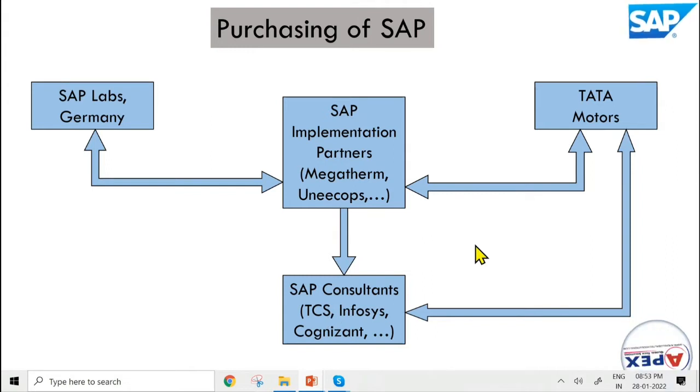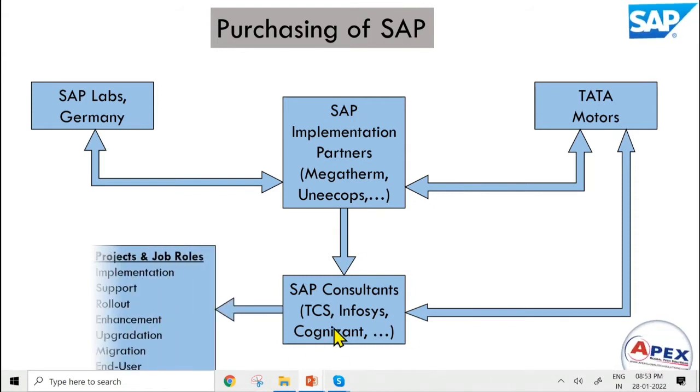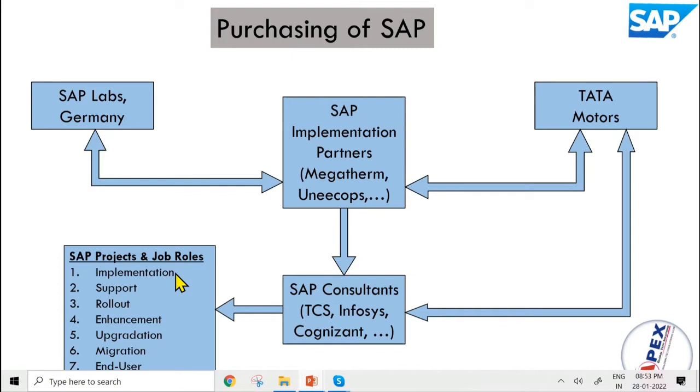Okay. Next we need to see what projects SAP consultants get in these companies. We have some SAP projects and job roles. First is implementation. Implementation is given only to experienced candidates, those with around 6 to 8 years of experience. Once you get a job, you may get an implementation project, but only if you have 6 to 8 years of experience.